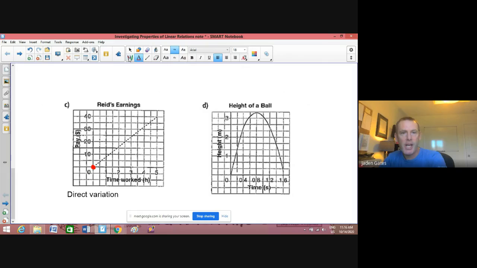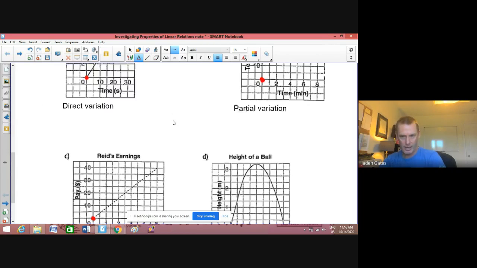All right, D. If you look at our relationship here, we mark our origin. There it is. Does our graph pass through the origin? Yeah, it does. But hold on here. We have a curve. So this one here, is it direct or partial variation? Neither. Secret C, because this relationship is non-linear. And so again, it can't be either, because to be direct or partial variation, you have to be a linear relationship, which means a straight line the entire time.